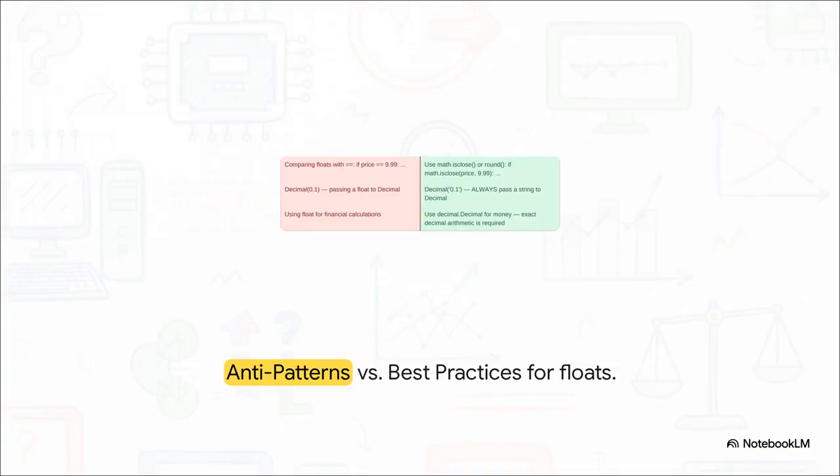Let's lock this all in. Avoid comparing floats with double equals, do not pass bare floats to decimal, and definitely don't use regular floats for money. Instead, build bulletproof habits. Use math.isclose, always pass strings to decimal, and mandate decimal for anything financial.